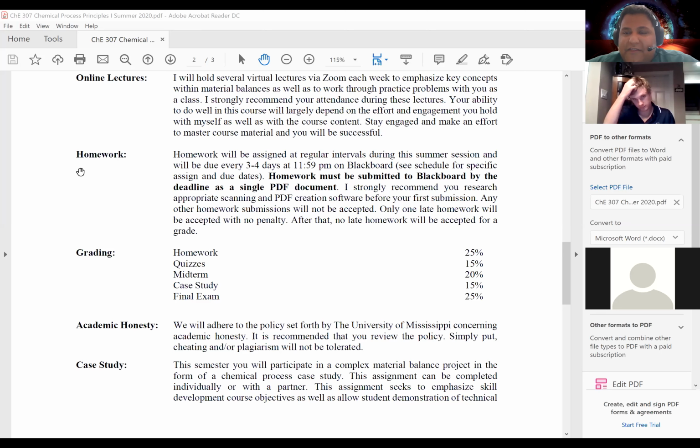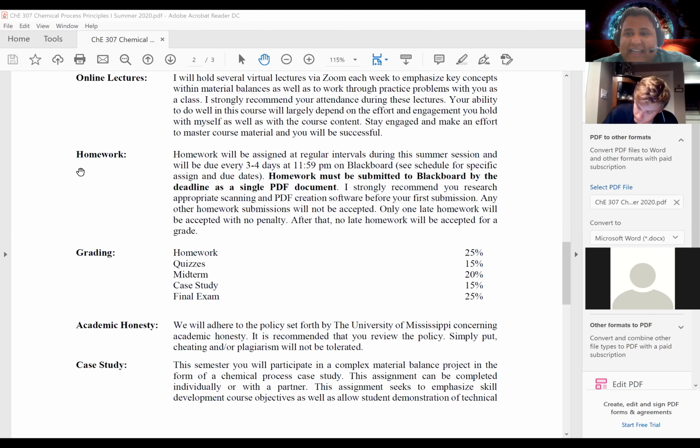That way, for those of you that are a little more active and engaged later in the night, you have the opportunity to do that and ensure you get it in on time. So everything's just going to be due by 11:59 p.m. on Blackboard. I really like submitting that homework as a single PDF. It makes it a lot easier to grade in the system.